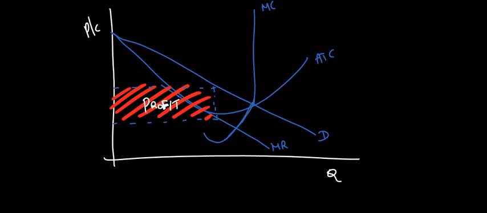Fine. Now this is the quantity in which the firm should sell to attain this marginal revenue, because here marginal cost equals marginal revenue. So this is the economic profit maximization area for a monopolistic competition.